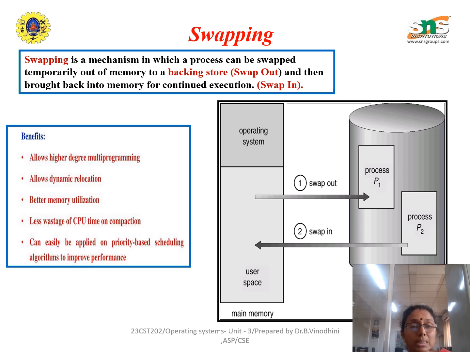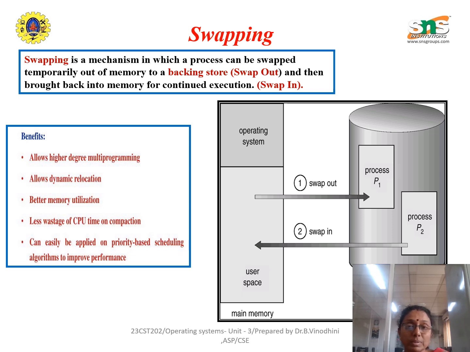Why do we need swapping? At the time of execution, if any page is demanded, because the physical memory size is very small, we cannot store all the code, all the program, in the single physical memory. So at the time of execution we bring that set of code from the secondary memory into the physical memory.